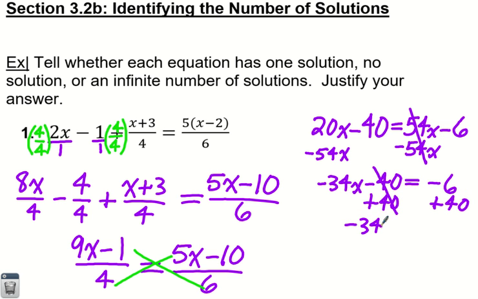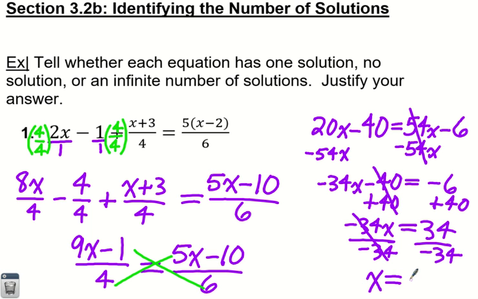So negative 34x. And then negative 6 plus 40 gets me positive 34. And now my final step is to divide both sides by negative 34 in order to get x by itself. And hey, what do you know? X equals -1, which shouldn't be a surprise. We already found that out doing it another way. So I know I did it a different way, but you still get the same answer.